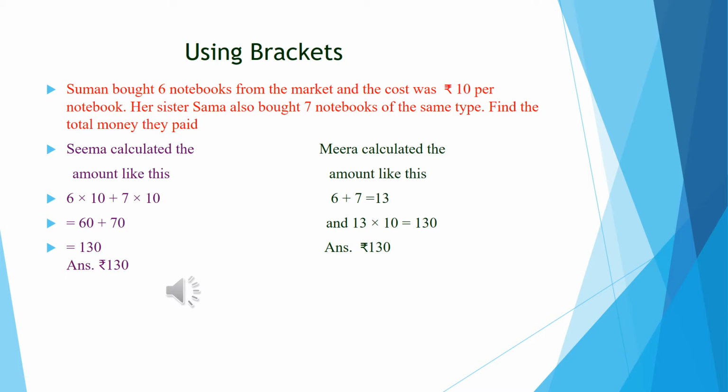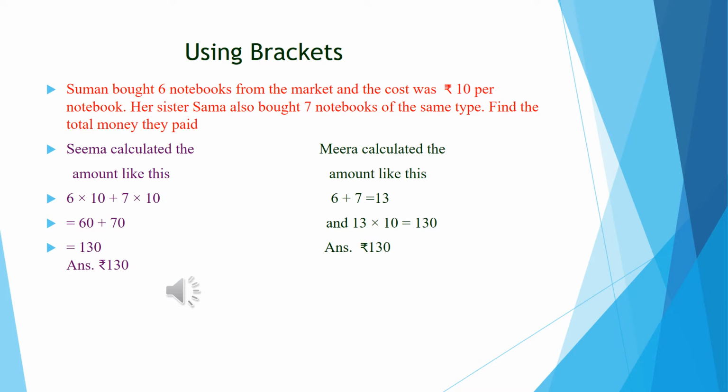Seema first calculated the cost of 6 books. Each book costs rupees 10, so the cost of 6 books will be 6 into 10. And the cost of 7 books will be 7 into 10. So 60 plus 70 will give rupees 130. This is how Seema calculated. Now let us see how Meera calculated.